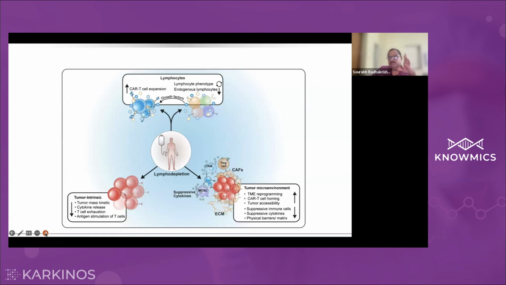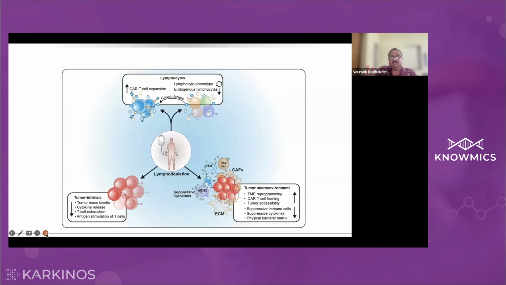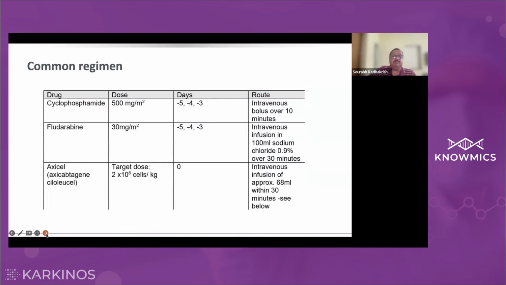One major factor, about which nobody is very sure, is how it affects the tumor microenvironment. One is the T cell mesenchymal exchange, the reprogramming, and CAR T cell homing. Whether this is actually taking place, we don't know. And of course, the other part of it is that it does reduce the suppressive immune cells and suppresses cytokines. As I said before, if you look at the slide, it reduces or eliminates the homeostatic cytokine sink. So these are a few factors explaining why lymphodepletion remains important.